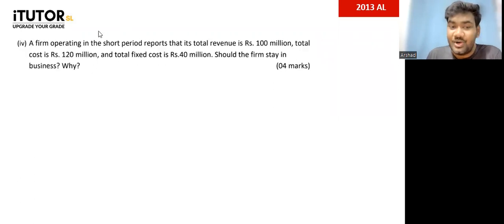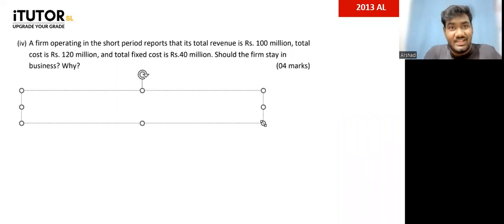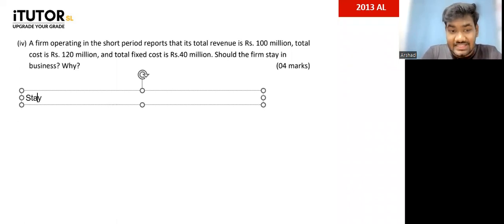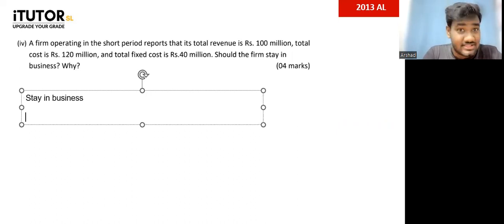Given that they are making a loss, now what should they do? They should decide: should they stay in production or shut down? The fixed cost is 40 million. Should the firm stay in business? Why? Can you all do the calculation for me? We did this last Tuesday. If they stay in business, how much is their profit or loss?